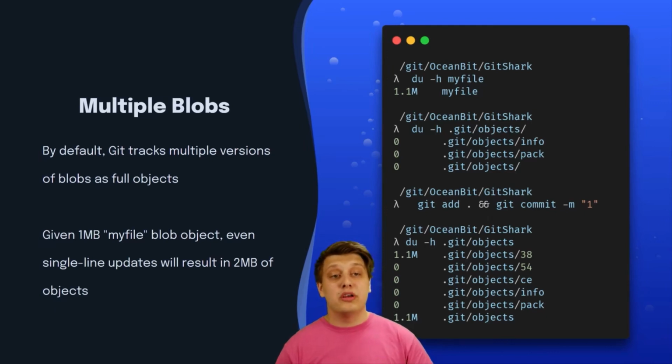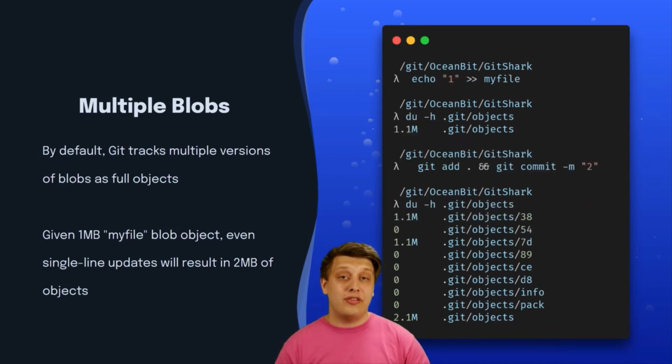So here we can see that the size of my file is 1.1 megabytes. When we git add and git commit, our git objects folder is now 1.1 megabytes. Then later, with updating just a single line of code within my file, we can see that the file contents of objects remains the same. But once we git add and git commit that update, we can see that git objects is now 2 megabytes.